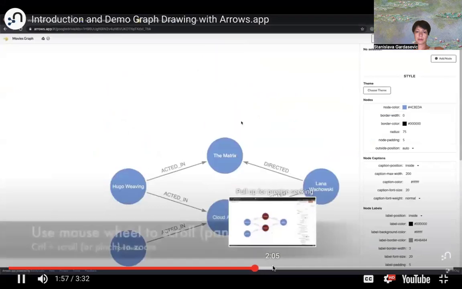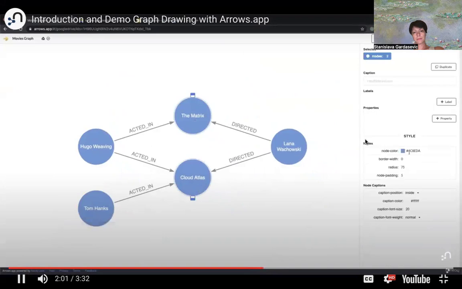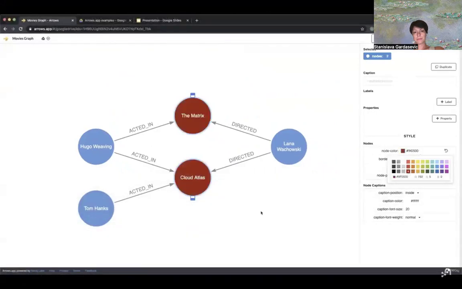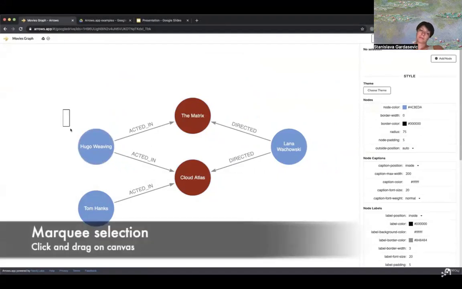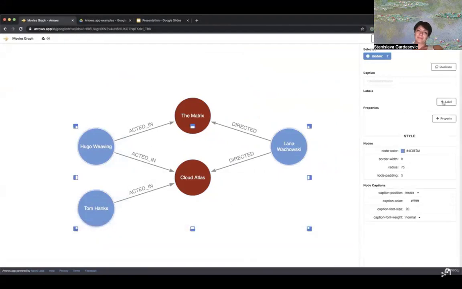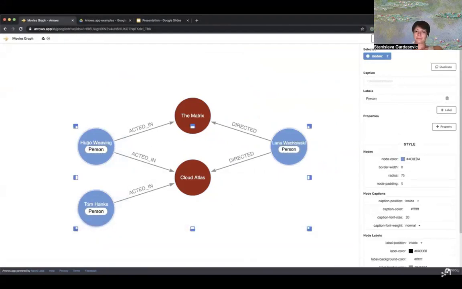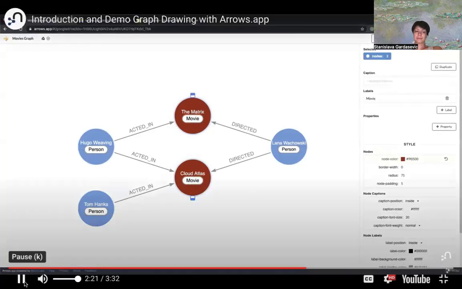Back in Arrows, now I'm going to select, scroll around a bit, and then select the movie nodes and give them a different color so that they stand out. But that's not really how it works in Neo4j. You can't store colors directly, so instead we use labels to distinguish different types of node. So I've selected all the people and given them the Person label. Now let's do the same for the movie.